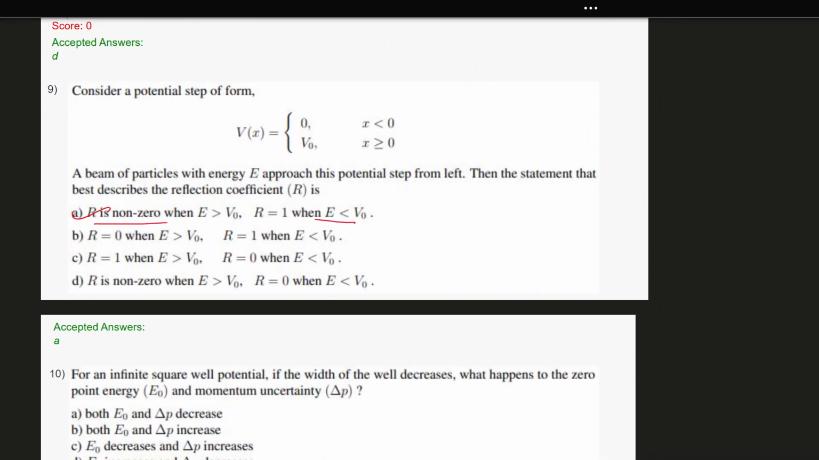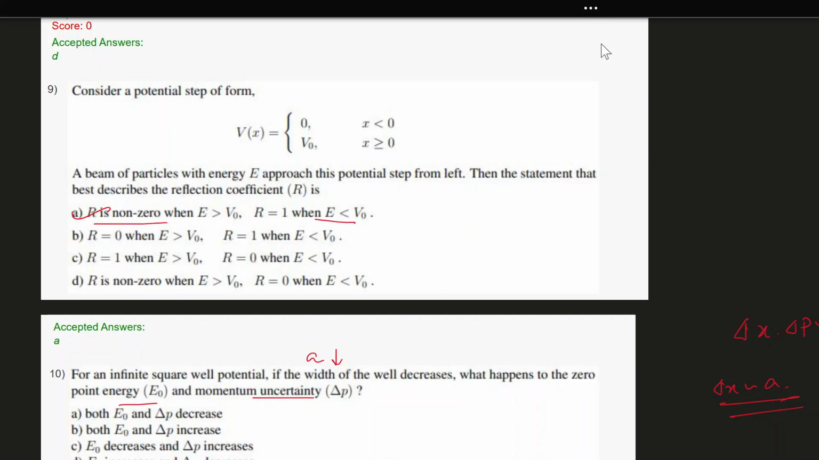Then the final question is, for an infinite square well potential, if the width of the well A is decreasing, what happens to the zero point energy E naught and the momentum uncertainty delta p? First of all, you know the uncertainty relation that delta x into delta p is nearly equal to h cut or h cut by 2. For an infinite potential well, delta x is nearly the size of the well, that is A. So A times delta p is h cut by 2, so delta p goes as h cut by 2A. That means if A decreases, then delta p should increase.